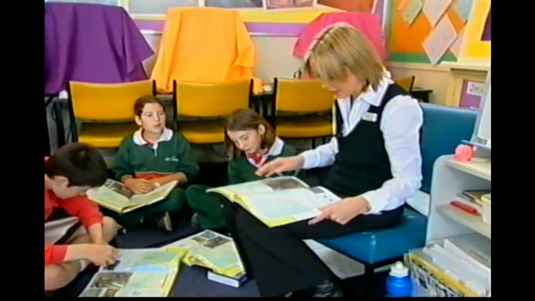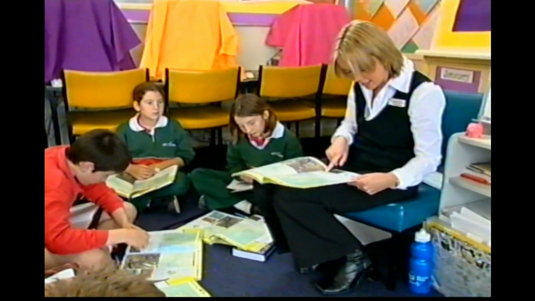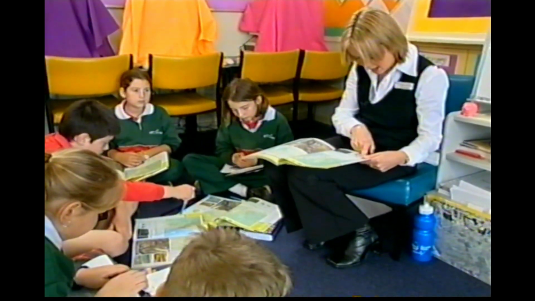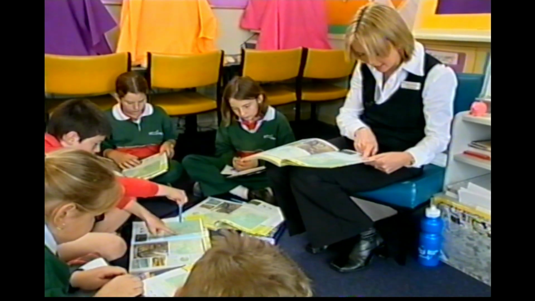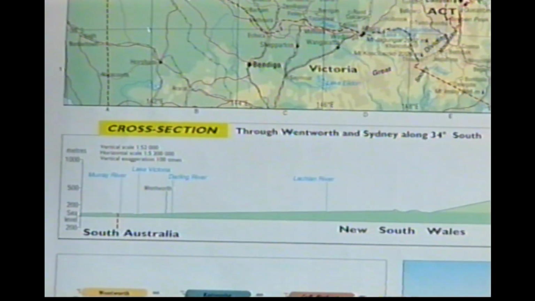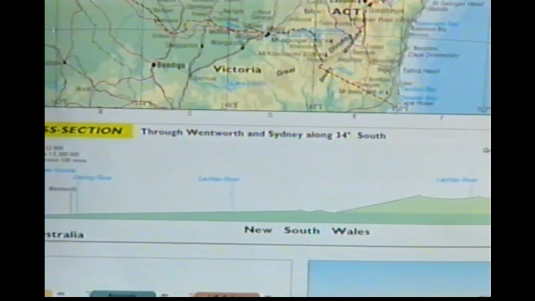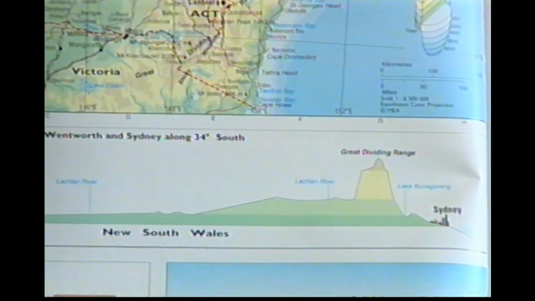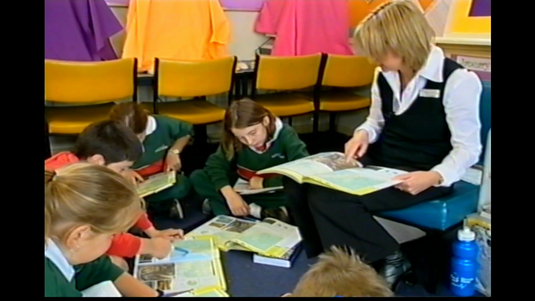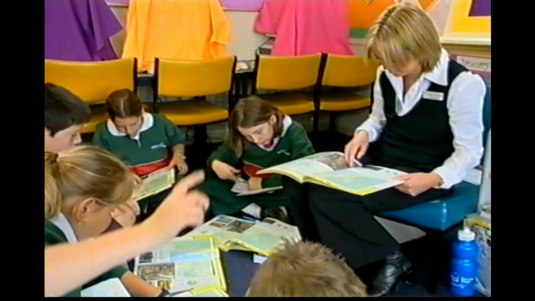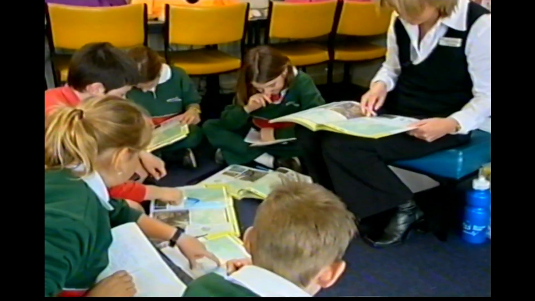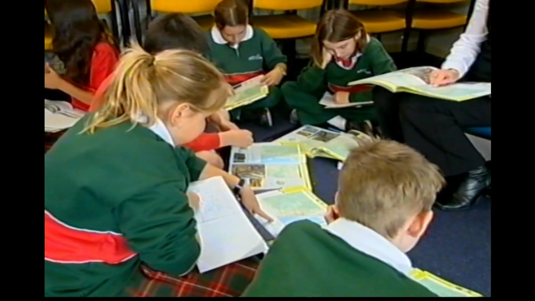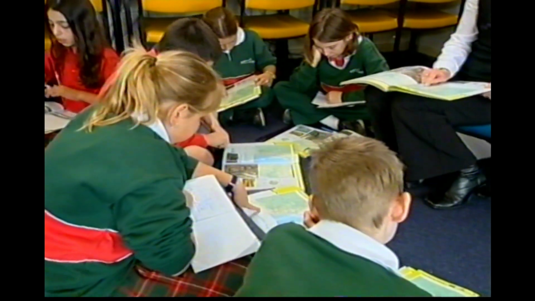If we took Australia now, let's have a look at the points that it's from. So on one side we've got South Australia and the point is the Murray River, one side of the cross section. And on the other side, we've got Sydney. So find Sydney on the map. Could somebody give me a grid reference for Sydney, please? Patrick? 3F. Yes, very good.